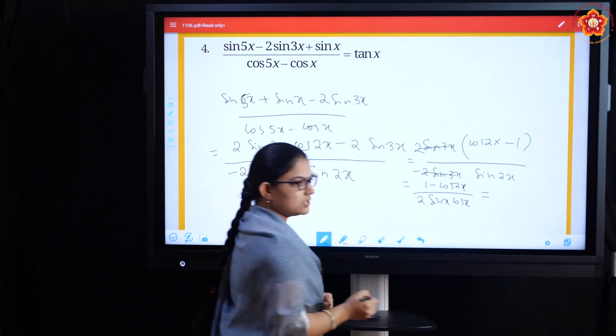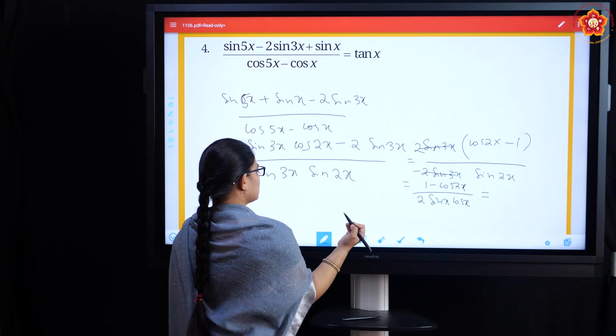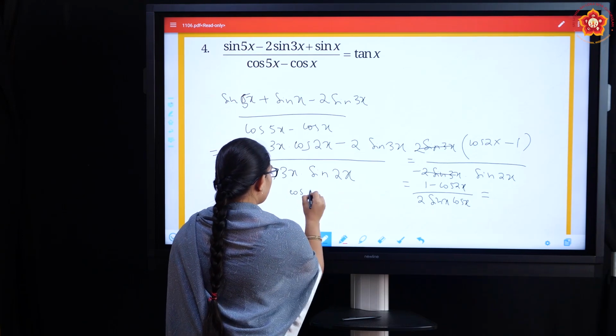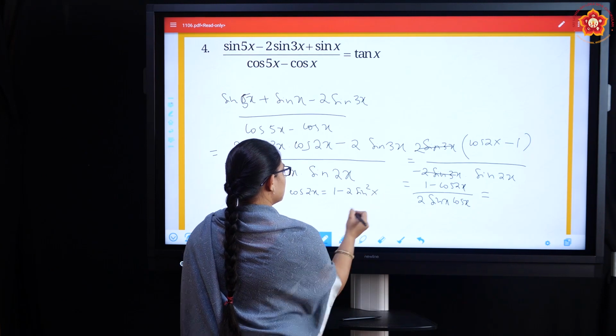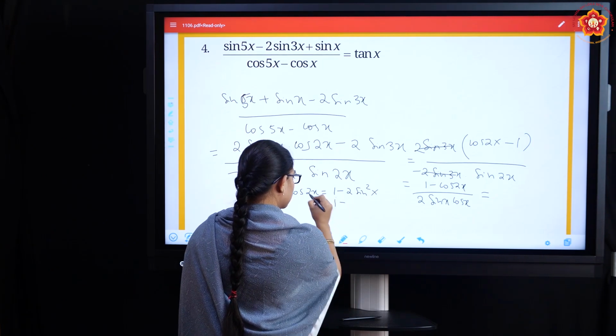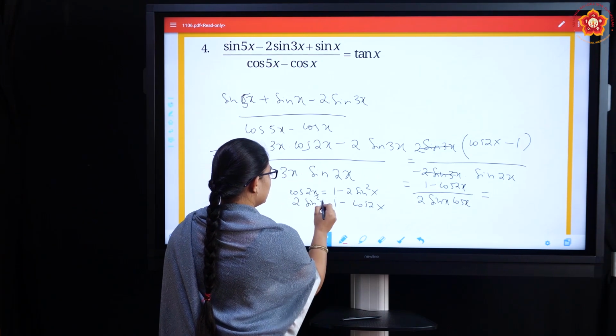So what is 1 minus cos 2x? 1 minus cos 2x is nothing but 2 sin square x. How? We know that cos 2x is equal to 1 minus 2 sin square x. So therefore 1 minus cos 2x is nothing but 2 sin square x.